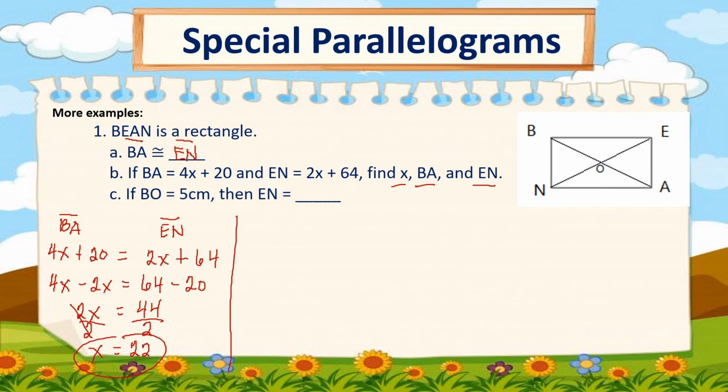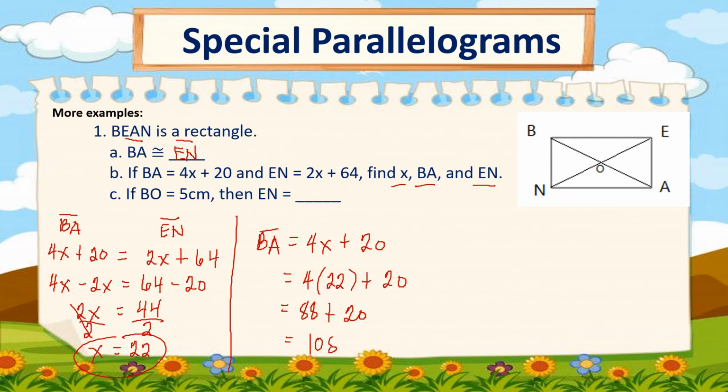Since we already have a value for x, we can now solve for the length of diagonal BA, which is equal to 4x plus 20. Simply substitute 22 to x. So we have 4 times 22 plus 20. 4 times 22 is 88. 88 plus 20 is equal to 108. Therefore, the length of diagonal BA is 108. Since BA and EN are congruent, we can say that EN is also equal to 108.